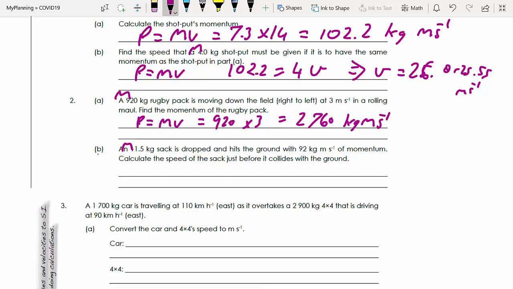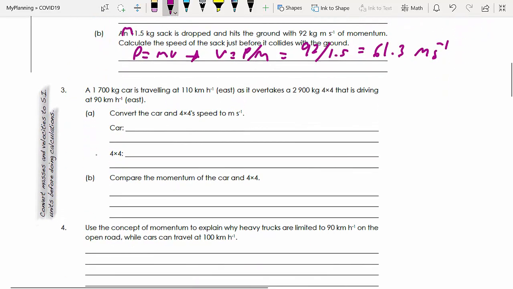A 1.5 kilogram sack is dropped and hits the ground with 92 kilogram meters per second of momentum. Calculate the speed. So P equals mv. If we rearrange that, velocity is P divided by m. So 92 divided by 1.5, and we're talking about the moment just before it hits, so that there's no unbalanced force of gravity accelerating it. Means that it must have been traveling at about 61 meters per second. So it should just be 61, two significant figures.